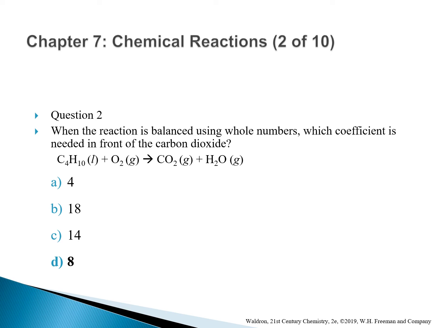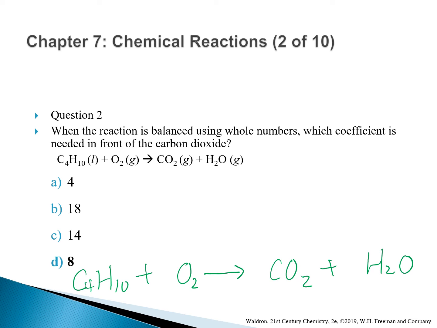Let me rewrite the chemical equation, and I'm going to work this out together with you. I'm going to omit all the states for simplicity. All right, so let's take a look at this. We have 4 carbons on the left and 1 carbon on the right. Therefore, we need to put 4 in front of CO2 to make 4 carbons. So the carbon is balanced.